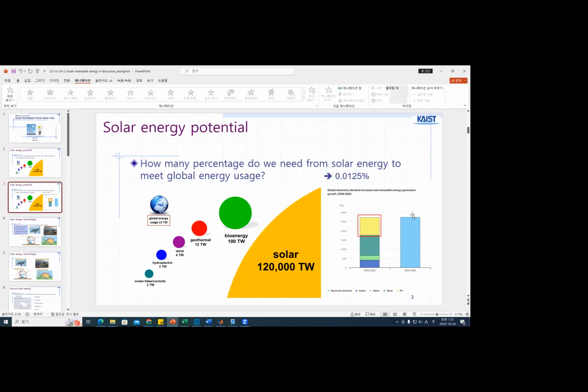If you see the picture on the right side, these materials come from the International Energy Agency, about global electricity demand increases and renewable energy generation growth from 2019 to 2025. This yellow part is about the photovoltaics. It takes a big percentage of the global electricity demand increase. So we can know that developing solar energy is very important.